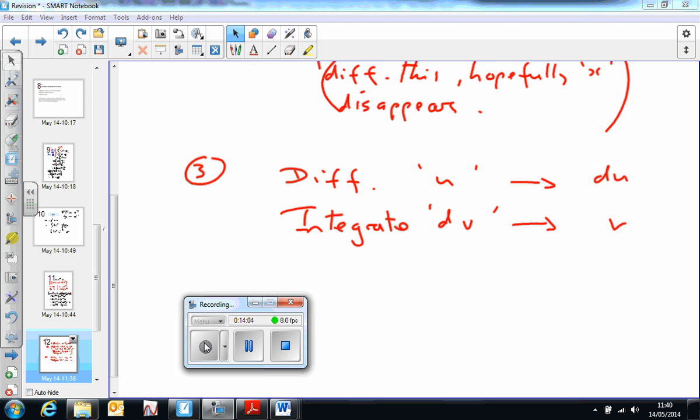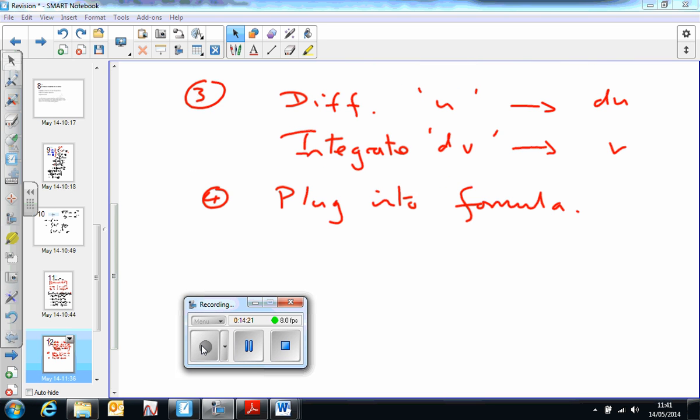So step three, whatever we call u, we differentiate to get du, and whatever we call dv, we integrate to get v. Then step four, plug them into the formula. So plug them into the formula, and hopefully that leaves you with a standard integral to do at the end. X is disappearing, and you can see the final answer. And then tidy up if you can.